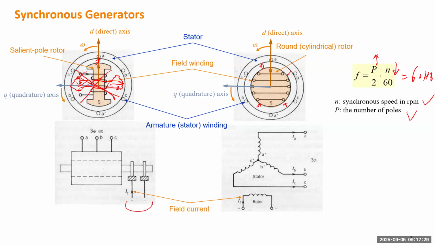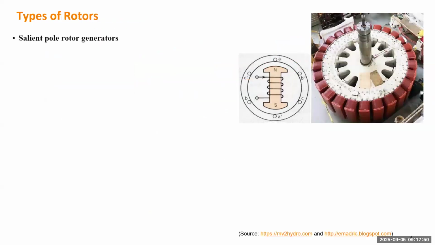Usually they will take the round rotor generator design. But for hydro units, they will take a salient pole rotor design. Another formula which is convenient to translate from P to N for 60 hertz will be this one. All right, so you can easily derive this second formula from the first. Okay, let's show some real pictures.